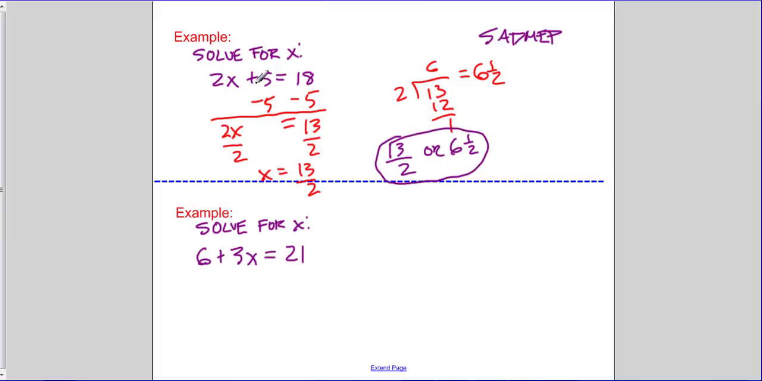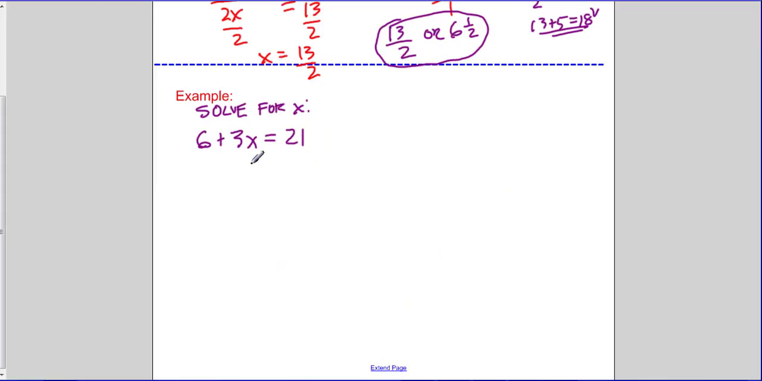If I want to check my answer here, I would plug in 13 halves for x. 2 times 13 divided by 2, the 2's cancel out, so I'm left with 13 plus 5 equals 18, and that checks out.